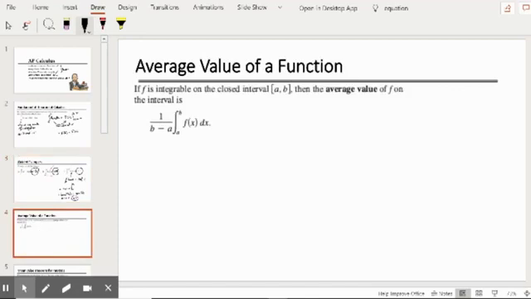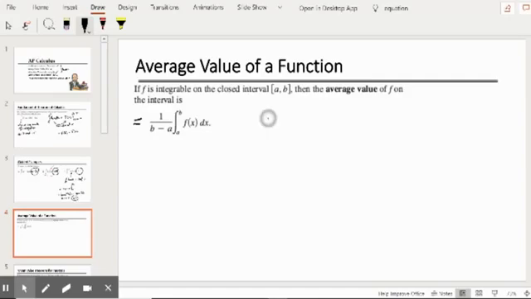Next, we want to review the average value function. If f is integrable on a closed interval [a, b], then the average value of f on that interval is given by this formula: 1 over b minus a times the integral from a to b of f of x dx.